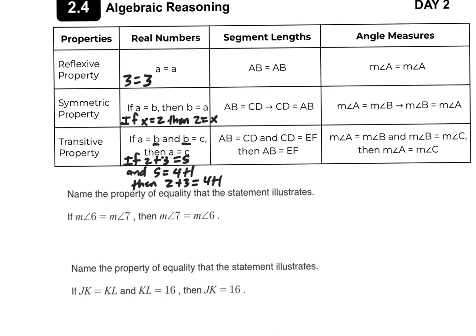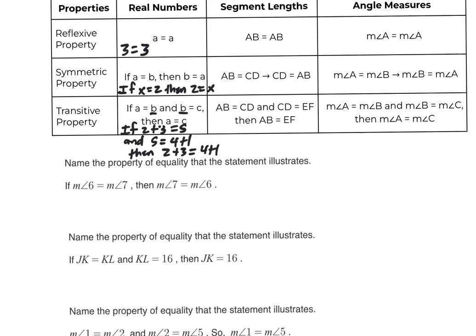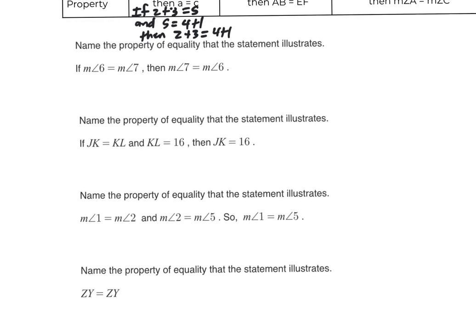You can do it with segments. If AB is equal to CD and CD is equal to EF, since they're both equal to CD, then AB is equal to EF. You can do it with angles. Angle A is equal to B, B is equal to C. Since they're both equal to angle B, then they are equal to each other. Okay? So all of those are the same thing, just using an angle, using a segment, or just using a basic old equation stating that they're equal to the same thing.